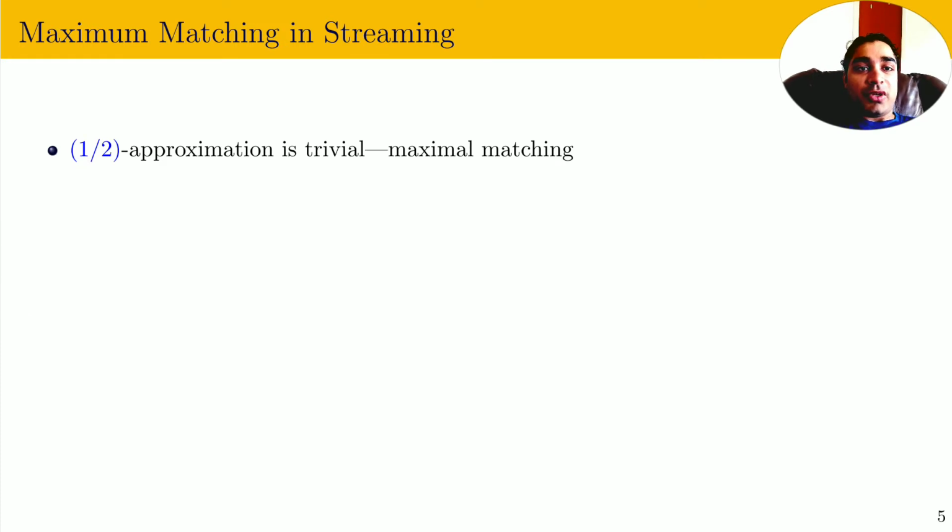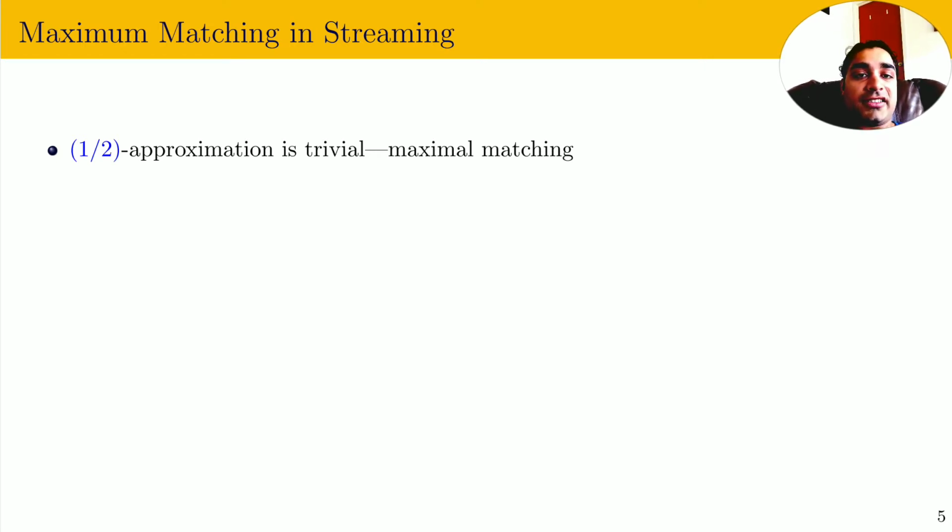Now the maximum matching problem is well studied in the streaming setting. So a half approximation is trivial. You just maintain a maximal matching. How do you do that? You just keep a running maximal matching in the graph that you have seen so far. So you start with an empty matching, and as you see a new edge, you try to add it to the maintained matching. That is, if there is no edge in the current matching that intersects with the new edge, then you just add the new edge, and this keeps a running maximal matching.